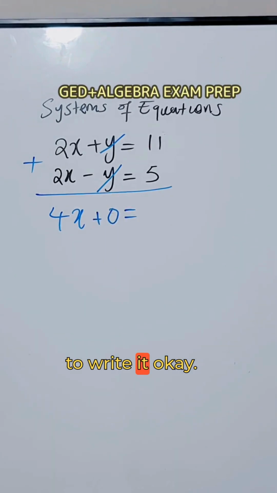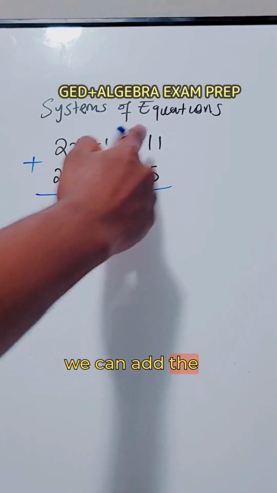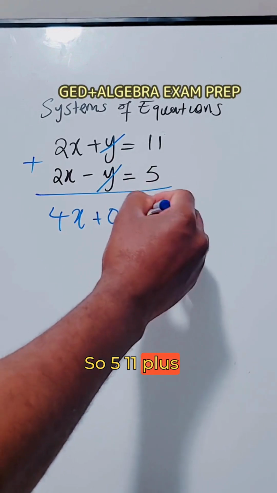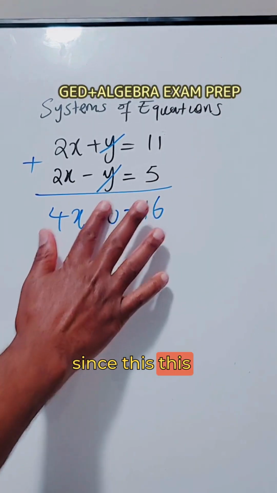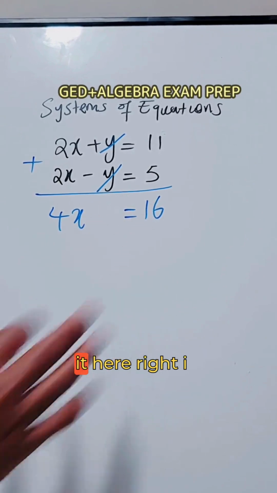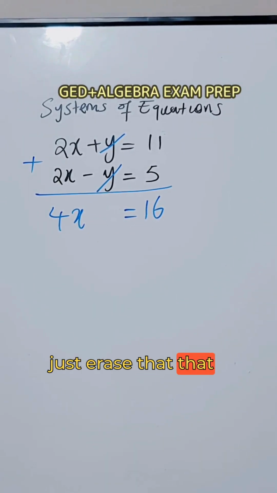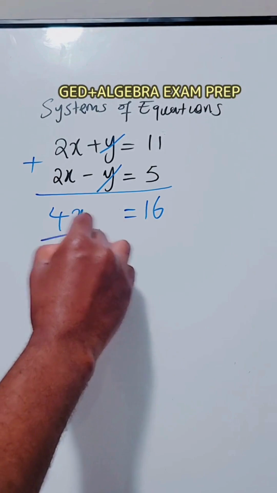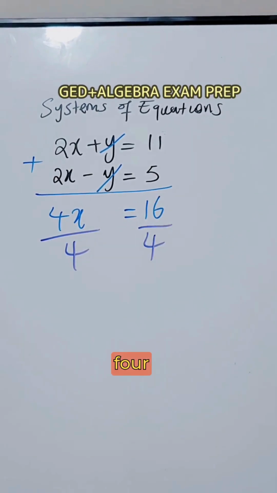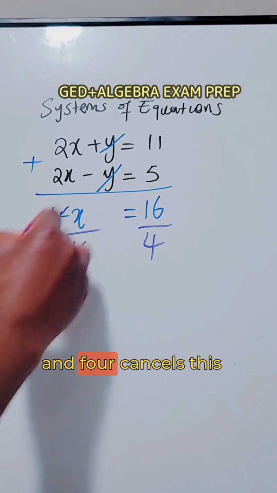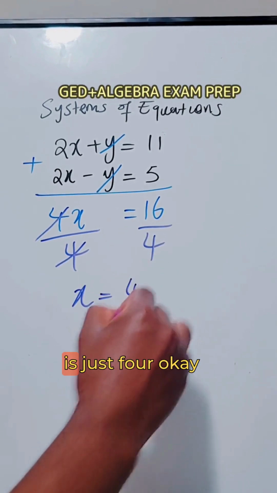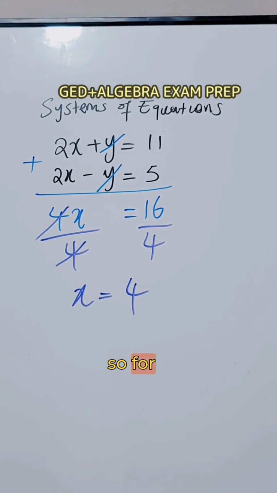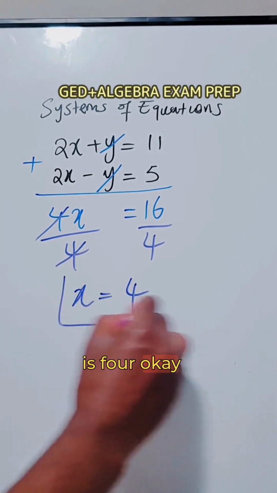We don't necessarily have to write it, okay? Then we can add the remaining, right? So 11 plus 5 just gives us 16. Since this guy is 0, we can just erase that. So we can go ahead and divide throughout by 4, so that the 4 and 4 cancel. This is x is equal to 16 divided by 4, which is just 4. Okay, so for this problem, x is 4.